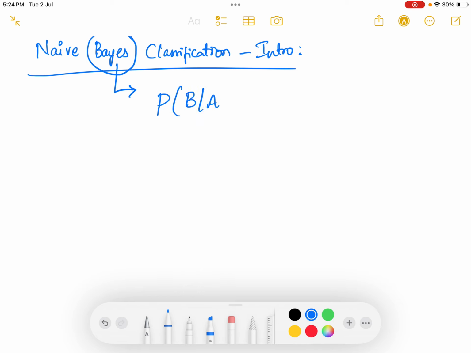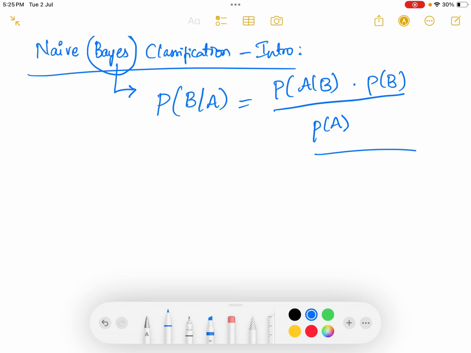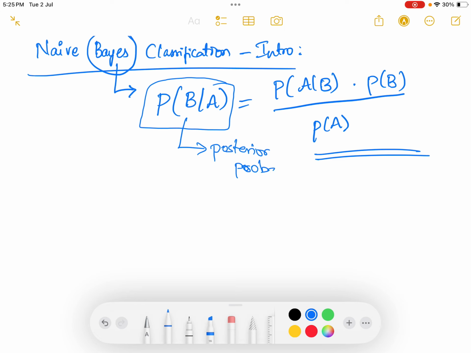Probability of B given A is equal to probability of A given B into probability of B by probability of A. Okay, so how this equation can be useful for classification? For that we'll first look at this term. This is called as posterior probability. So we are supposed to calculate the posterior probability. But how this posterior probability can be useful for classification? So here we'll read this as probability of B given A.